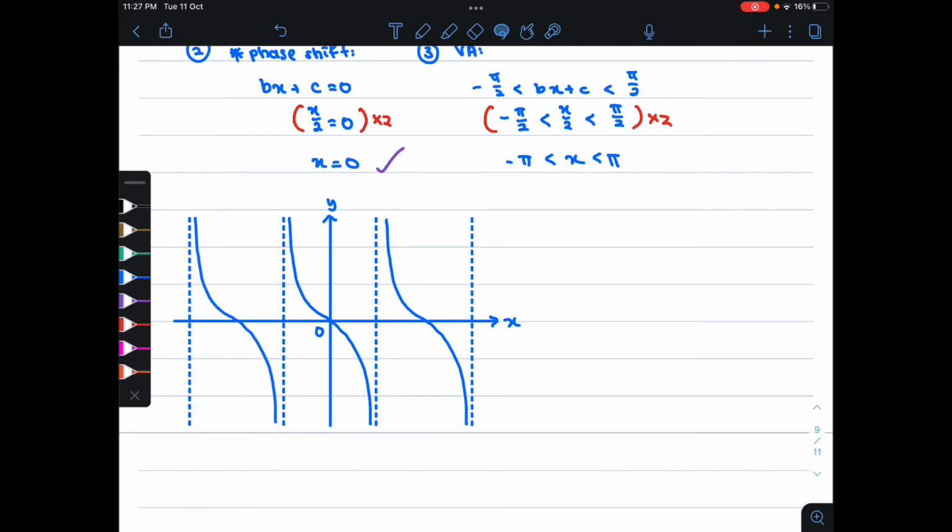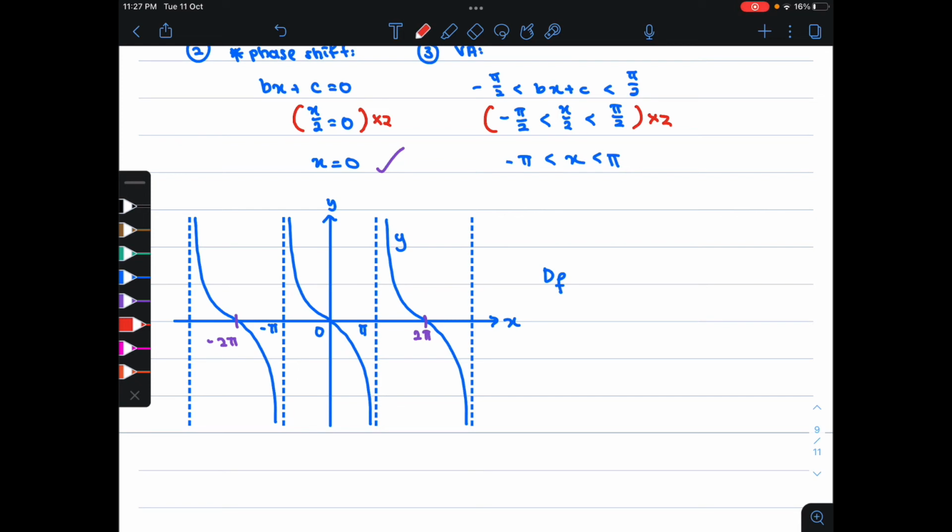Now to label. Okay, note that the period is 2 pi. And we already know that the vertical asymptote is between -pi and pi. So this will be -pi. And this will be pi. And the period is 2 pi. So if this is 0, this will be -2 pi, and this will be +2 pi. So don't forget to label our graph as y.